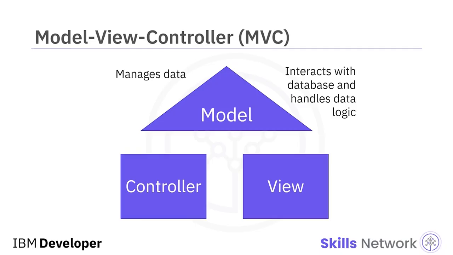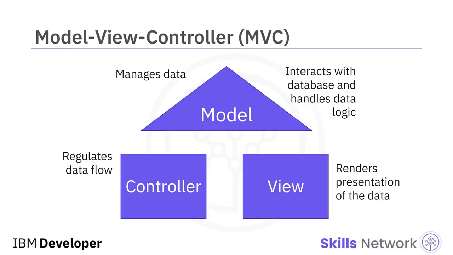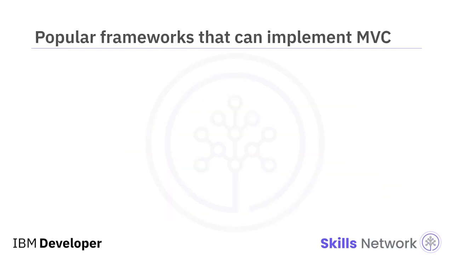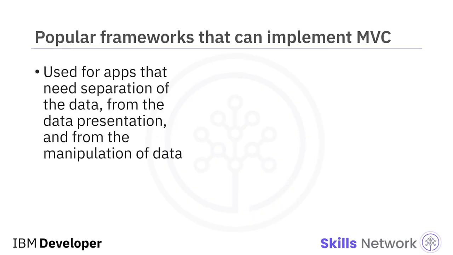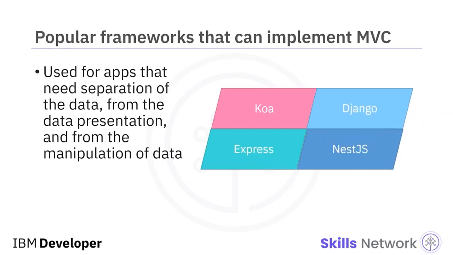The view is responsible for rendering the presentation of the data that is passed to it by the model. And the controller regulates the flow of the data. It is responsible for processing the data supplied to it by the user and sends that data back to the model for manipulation or storage. MVC frameworks are generally used to develop applications that need a separation of data called the model, the presentation of the data called the view, and the module that manipulates the data, which is the controller. Frameworks that lend themselves to developing the back end with an MVC pattern include Koa, Django, Express, and Nest.js.